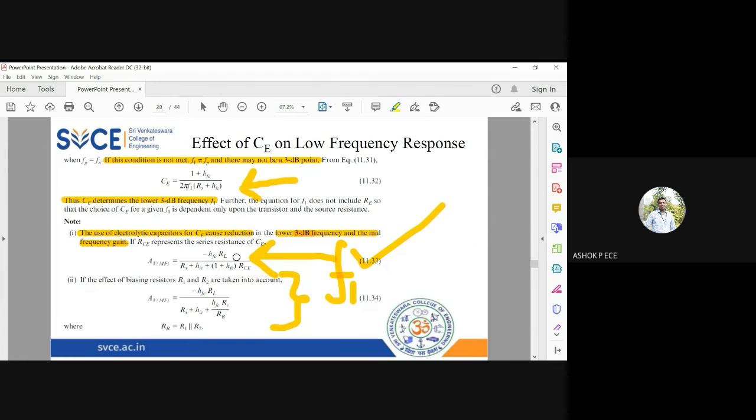So any doubt on this topic, effect of capacitance on low frequency response?